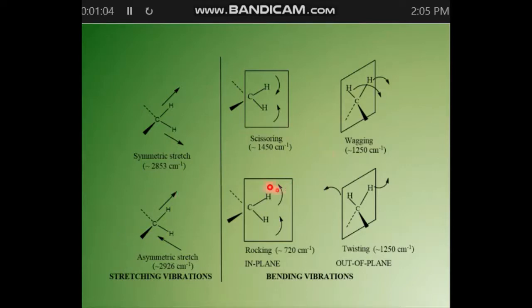The four structures on the right side represent bending vibrations, and these two are in-plane vibrations. The extreme right two are out of plane vibrations. From the wave numbers we can see they have different vibrational frequencies.